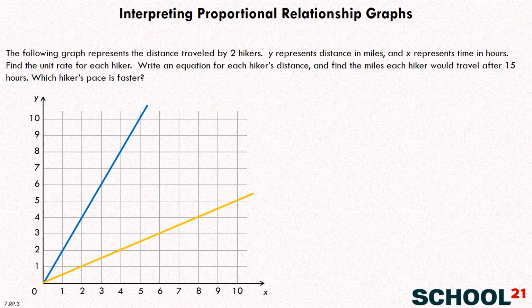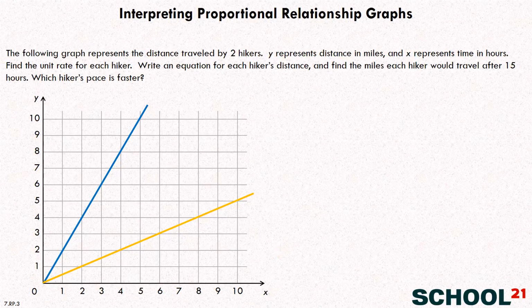Let's go ahead and read the description. The following graph represents the distance traveled by two hikers. Y represents the distance in miles. So let's just pause right there so we understand that here on the y-axis, this is the distance in miles, okay? And x represents the time in hours. So, okay, these numbers over here are the time in hours.